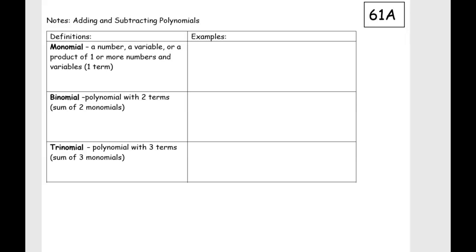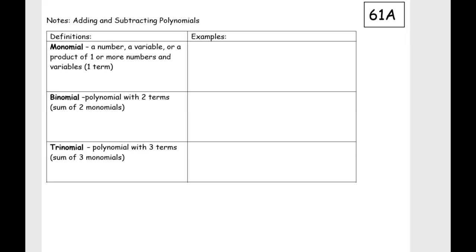Hey guys, welcome back. Today is day 61 and we're going to start our new unit on polynomials. Today we're going to learn how to add and subtract them, but before we get into that, let's talk about some definitions. So the first term that we have is a monomial.